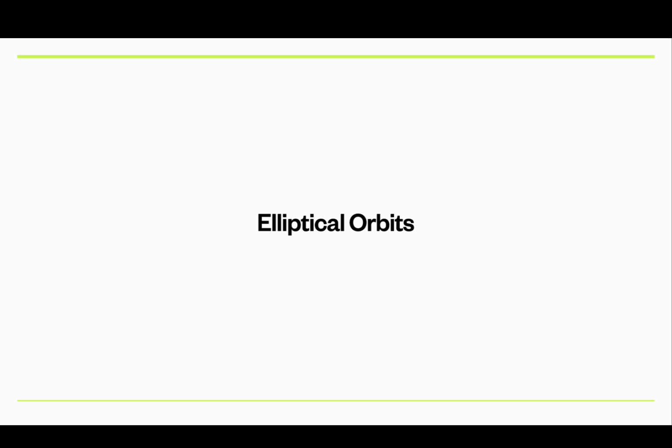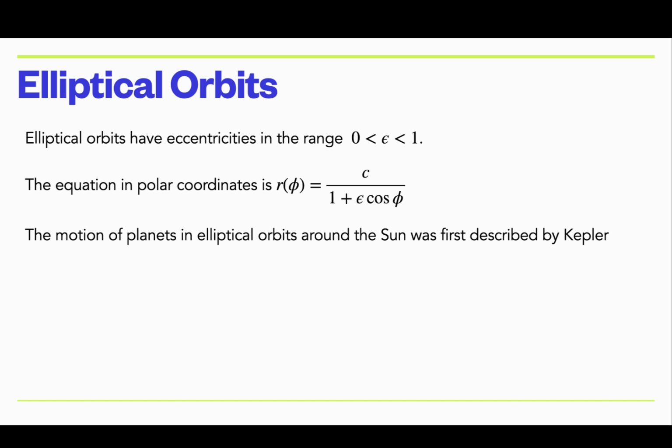Okay, so those are some results for circular orbits. We'll switch to elliptical orbits now. Elliptical orbits, remember, are for eccentricities between 0 and 1. Here's our general equation for a conic section. And because these elliptical orbits were first demonstrated observationally for planets going around the sun by Kepler, these properties of elliptical orbits are called Kepler's laws historically.